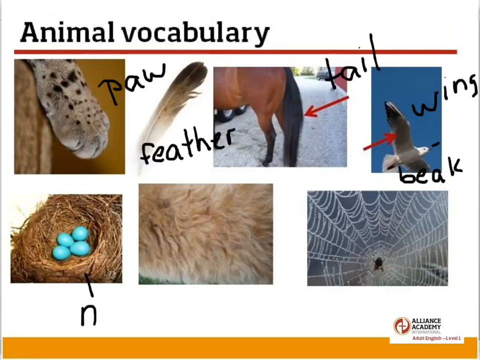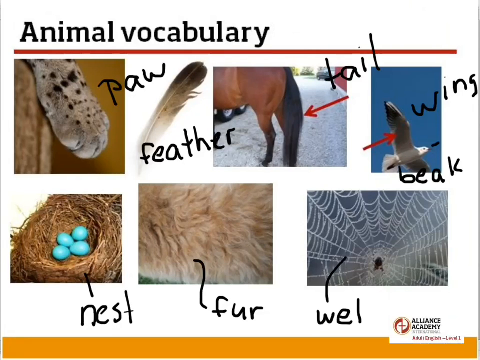This is a nest. An animal has what we call fur to keep them warm. And our last picture is a spider web. This is just a small example of the words that you will need to know before coming to class.